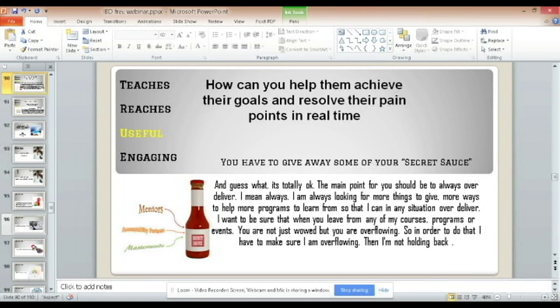And I mean always. I'm always looking for more things to give, more ways to help, more programs to learn from so that I can, in any situation, over deliver. I want to be sure that when you leave from any of my courses or programs, events, when we do masterminds, when we do one on ones, that you are not just wowed, but you are overflowing. So, in order for me to do that, I have to make sure that I am overflowing.